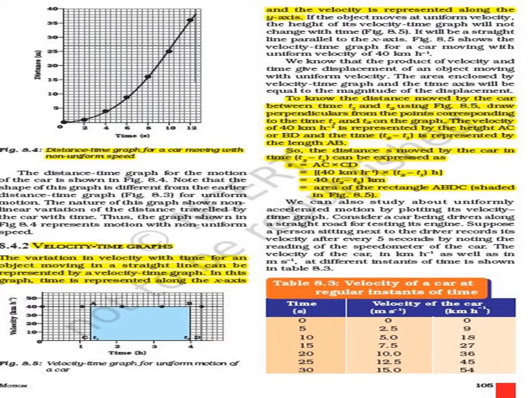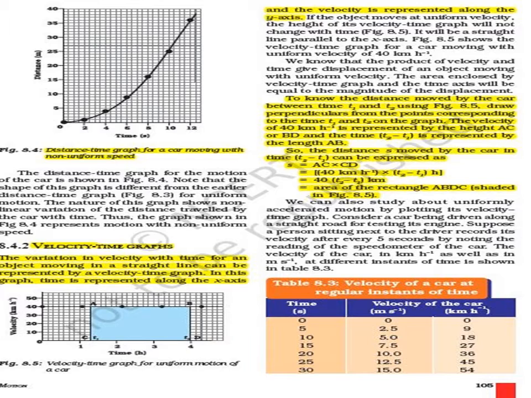From the velocity time graph we can determine the distance covered. Now, how do we determine the distance or displacement covered? We will understand that now. To know the distance moved by the car between time t1 and t2, we have shaded this portion using figure 8.5. Draw perpendiculars from the points corresponding to the times t1 and t2 on the graph. So we draw two perpendiculars from A and from B, such that here it is t1 and here it is t2.